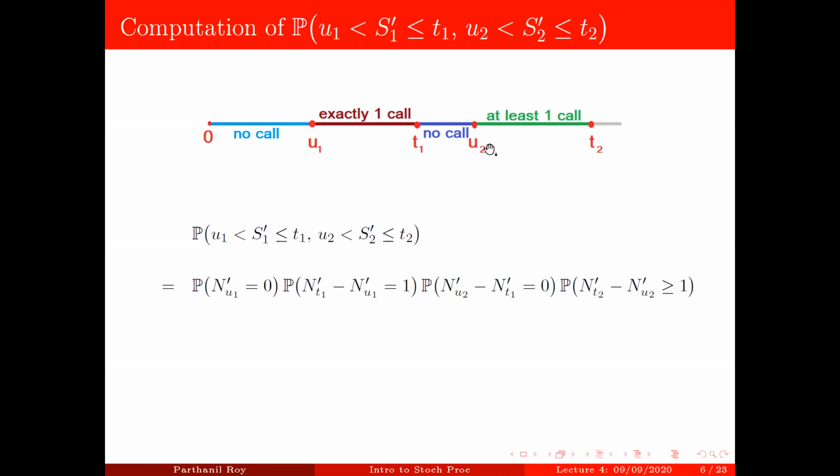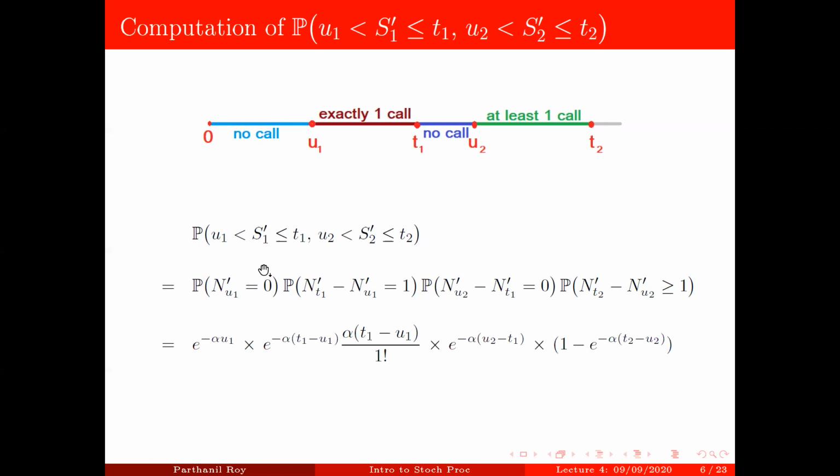Similarly, this is the number of phone calls in this interval, which is a Poisson random variable with parameter alpha times U2 minus T1. And this here is the number of phone calls in this interval, which is again a Poisson random variable with parameter alpha times T2 minus U2. Now we have to compute these probabilities. All of them are Poisson random variables with known parameters, so it's very easy to compute.